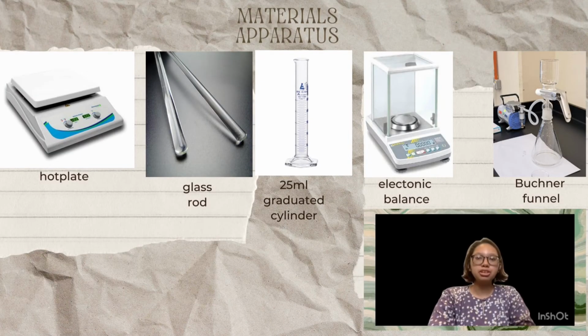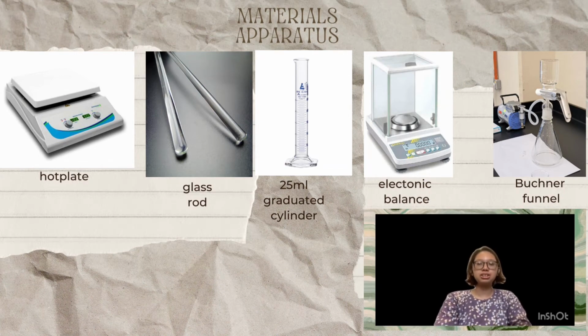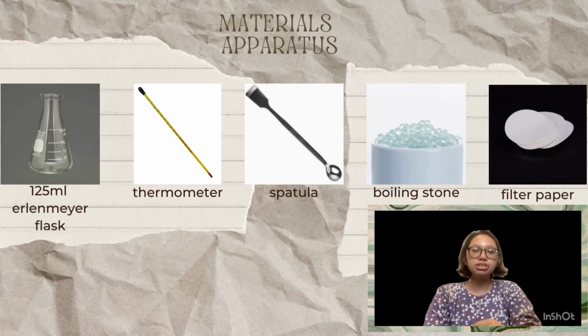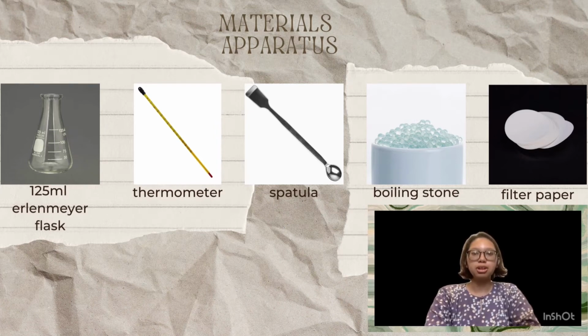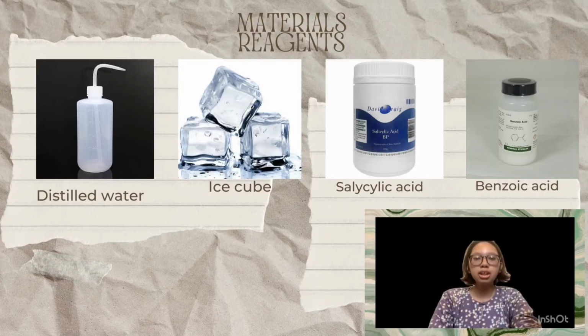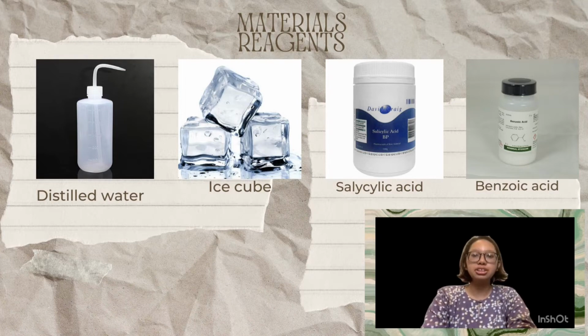The tools and apparatus used in experiment 1 are a hot plate, glass rod, 25 ml graduated cylinder, electronic balance, Wagner funnel, 125 ml aluminium flask, thermometer, spatula, boiling stone, filter paper and 50 ml beaker. The materials are distilled water, ice cube, salicylic acid, and benzoic acid.